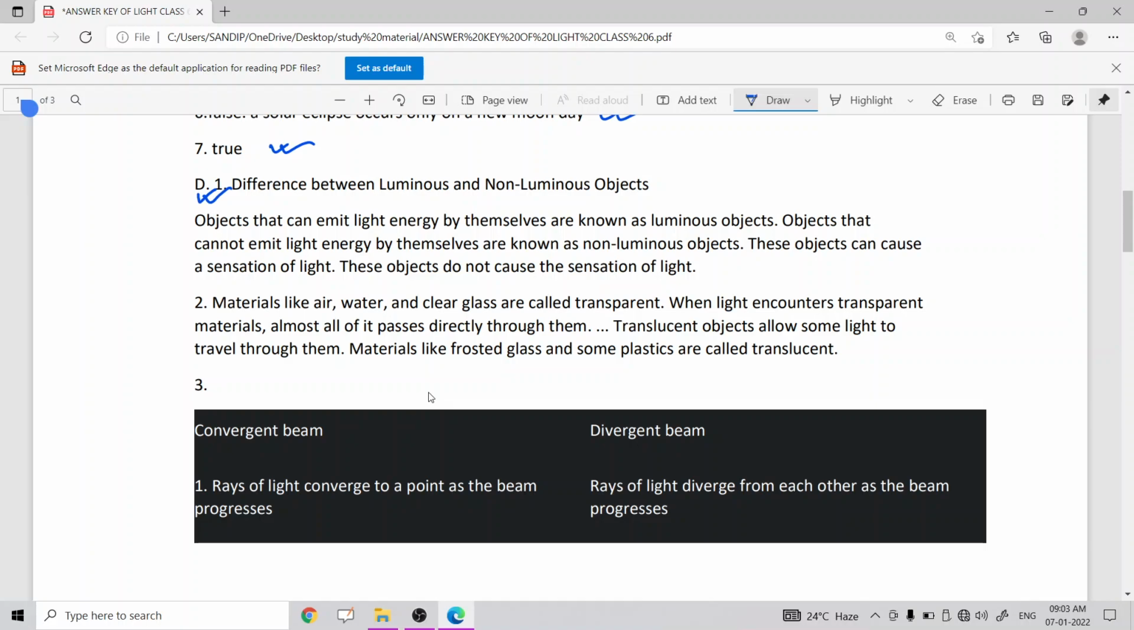The second one is transparent and translucent material. It was also discussed in your class. Transparent means the material through which light can easily pass, like clear glass, water, air, etc. For translucent material, only some part of the light energy passes through, like frosted glass, some plastic, etc.